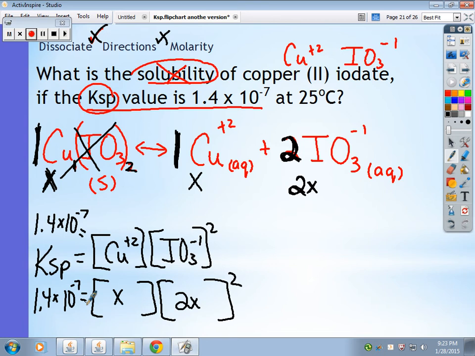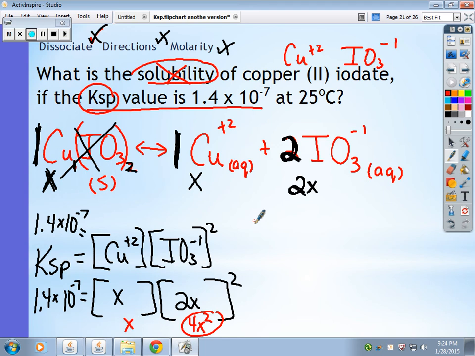That's what it's equal to. So we did our dissociation. We wrote our directions, and now we're putting the molarity in, but we don't know what the molarity is, so we're going to call it x. So now what do we do? Now we have to solve. So if you look, how do you solve 2x squared? Well, isn't that 4? Because 2 squared is 4 and x squared, right? That's what that is. And this is just x, isn't it?